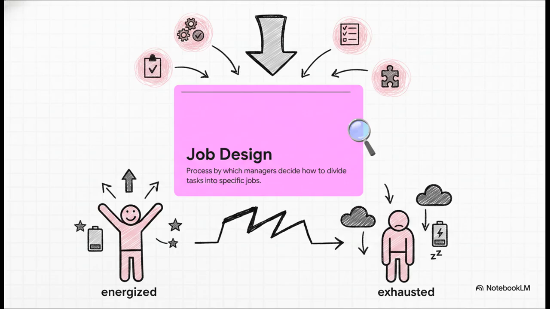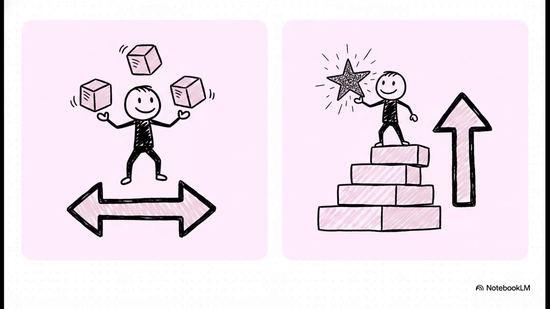So, zooming in from the macro level, everything at the micro level starts with job design. This is a fundamental vocabulary term for your exam. Job design is simply the process by which managers decide how to divide tasks into specific jobs. Basically, it's the division of labor in action. And how you divide those tasks has a massive, undeniable impact on whether your employees come to work energized or just completely exhausted. And right here is a classic exam trap you absolutely need to be ready for.